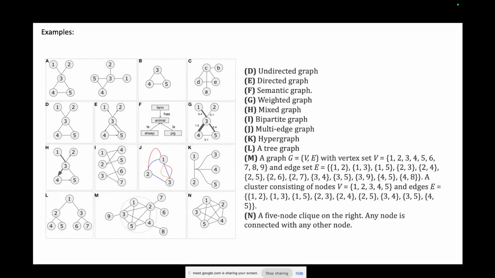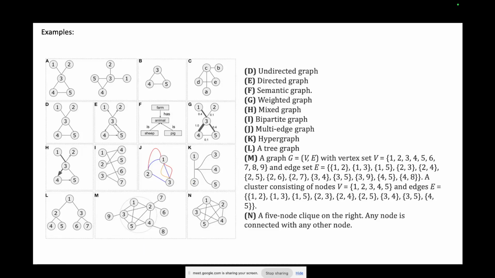And then you have multi-edge graphs. So basically two nodes are connected by more than one type of edge. So these are also, I'll not say fairly common, but we'll get examples of these in future classes as well. So these are known as multi-edge graphs.